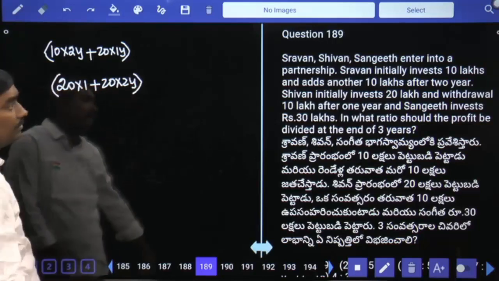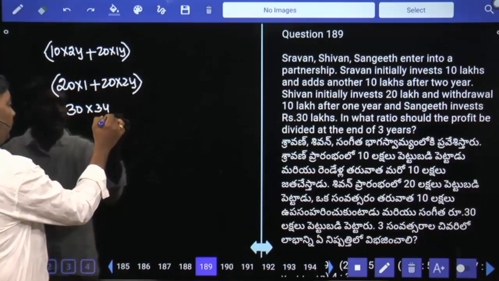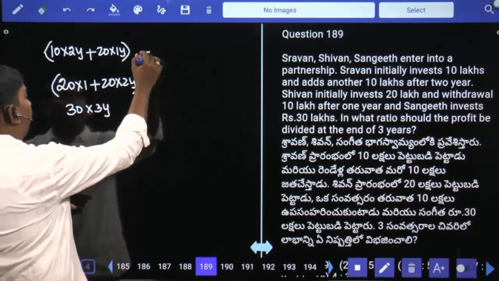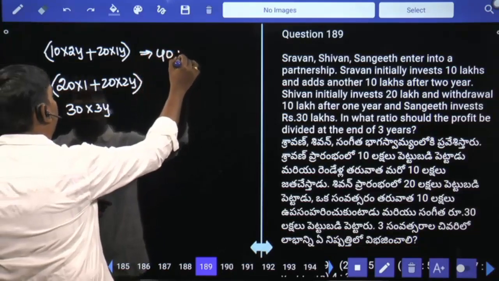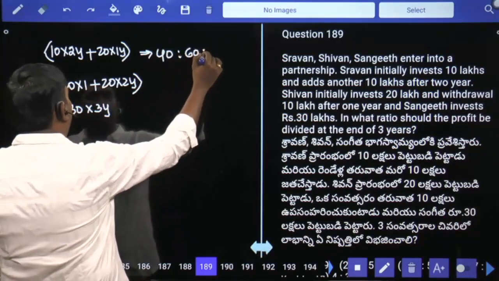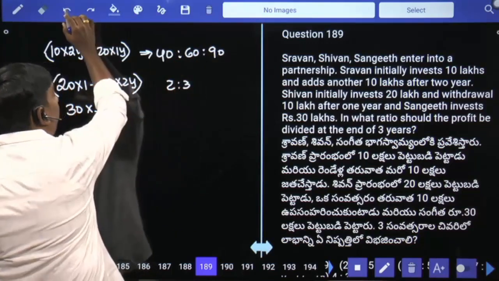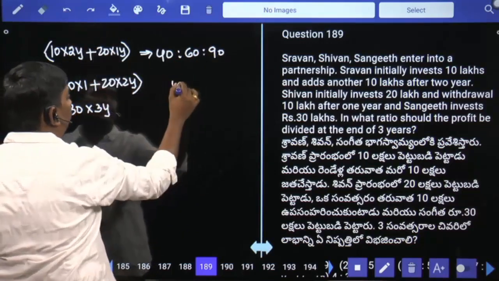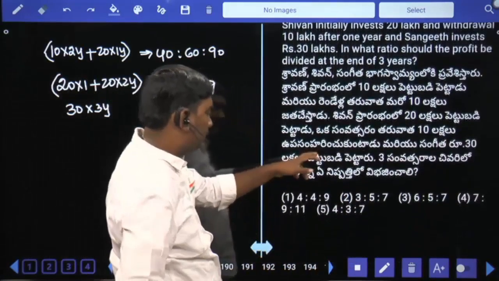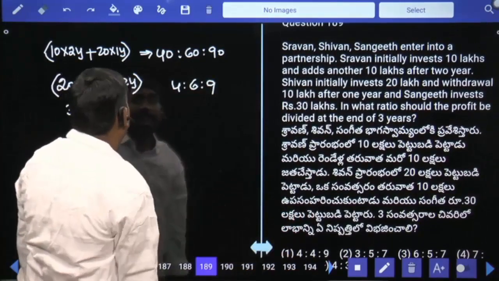Sangeeta started with 30 lakhs for the entire 3 years. 10 twos are 20, 20 ones are 20, 20 plus 20 means 40. 20 plus 40 means 60. 30 threes is 90. Sorry, the ratio 4 is to 6 is to 9. Profit ratio 4 is to 6 is to 9.